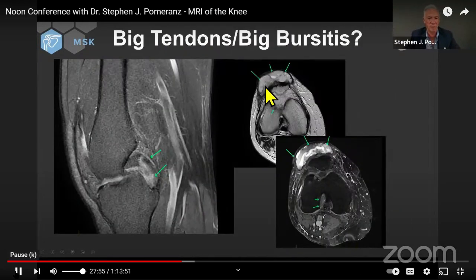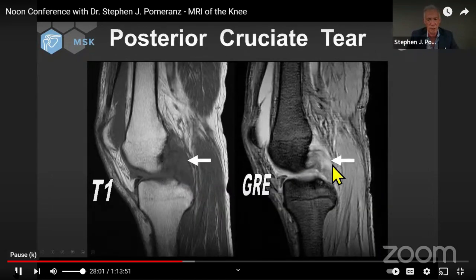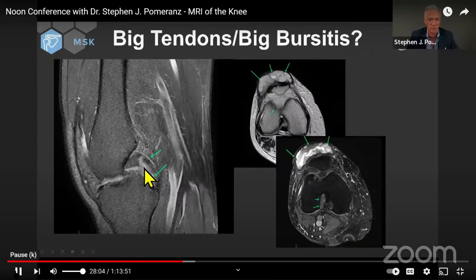Here's another example of a PCL. There's interstitial signal in this PCL. They look a little bit similar to each other. Here's the water-weighted image. Here's a water-weighted image. But this patient has had no trauma, and they have complex bursitis anteriorly, and it's a man, and he's about 40 or 50 years of age. He's got big bursitis. He's got complex bursitis.